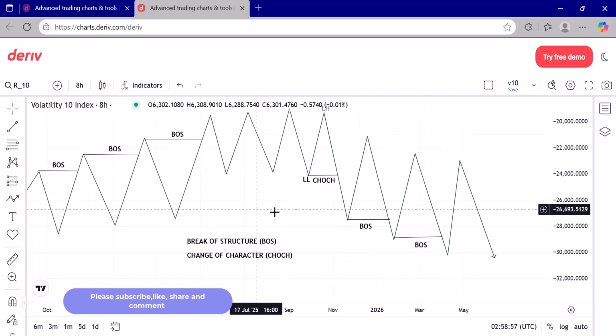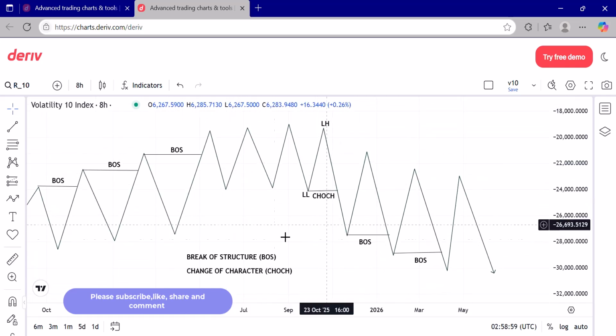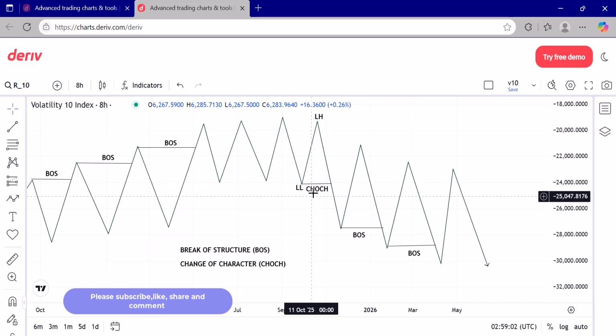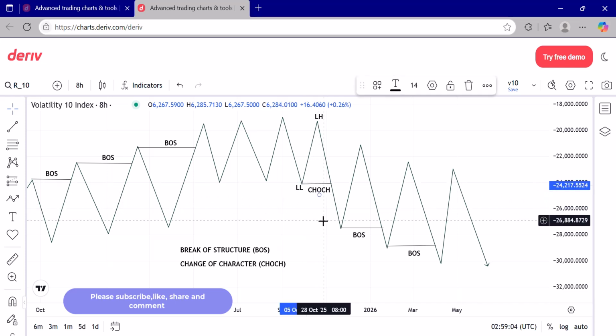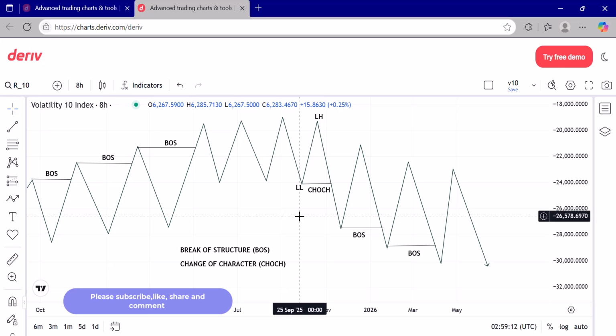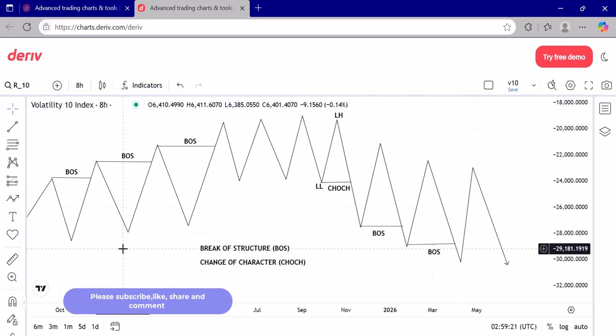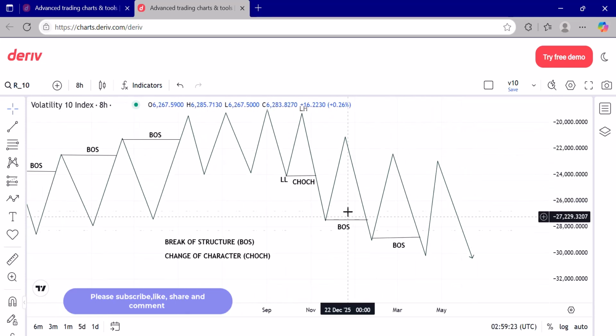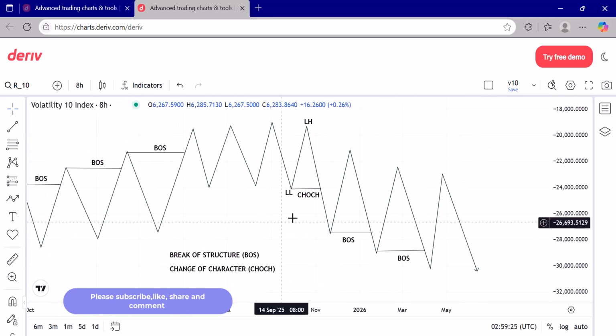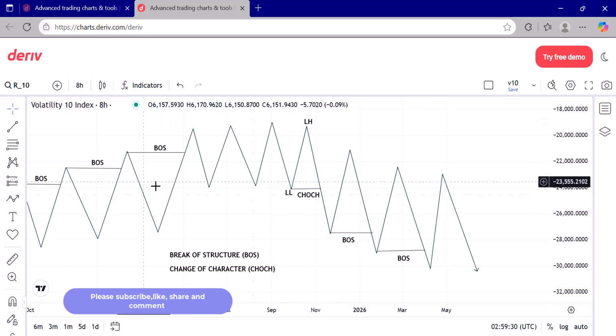So now, please don't get this twisted. It is simple and straightforward. All right, so change of character is a break of structure. All change of character are break of structure. But not all break of structure are change of character. Okay, so like all here we are having break of structure, break of structure, break of structure. But here it is called change of character because at this point the bias of the market changed.